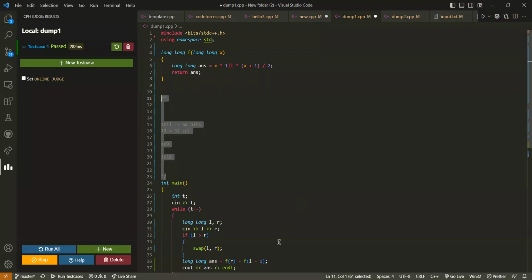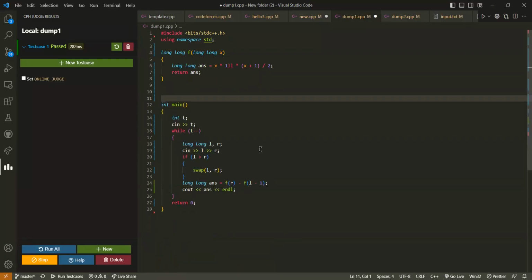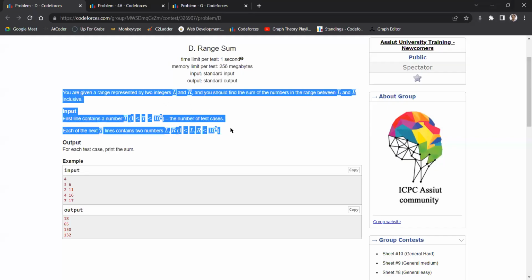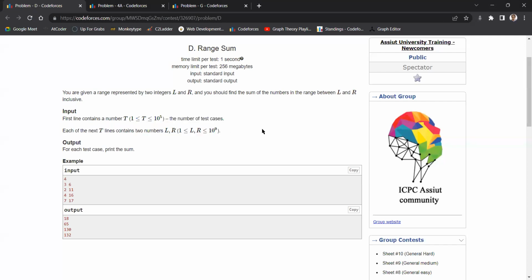Sir, as the constraints were a little high, 1e9, don't we have to use modulo here to solve this question? No. In the problem, it is not said anywhere to use modulo. There is nowhere saying to use modulo. So how can you use modulo?